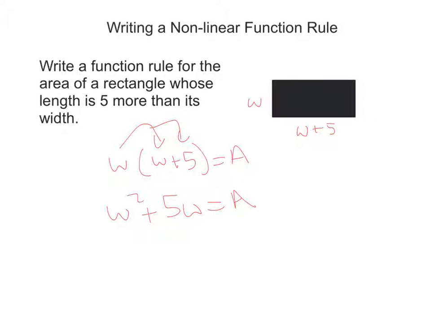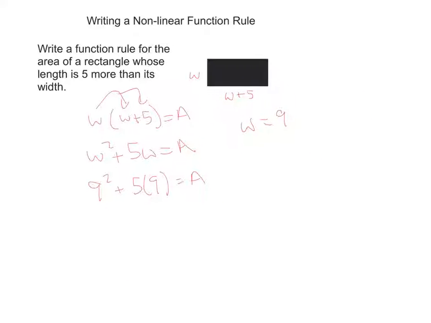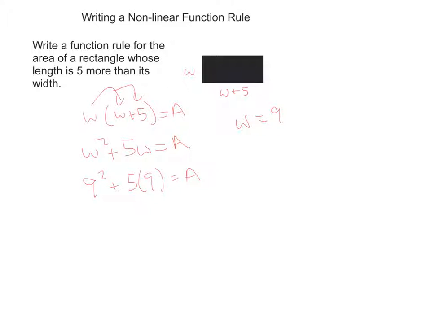Next, we're asked to evaluate this function rule if W is equal to 9. Well, then all we have to do is take our rule and plug in 9. So we end up with 9 squared plus 5 times 9 equals A, or 81 plus 45 equals A. 81 plus 45 is 126. And there's your answer.